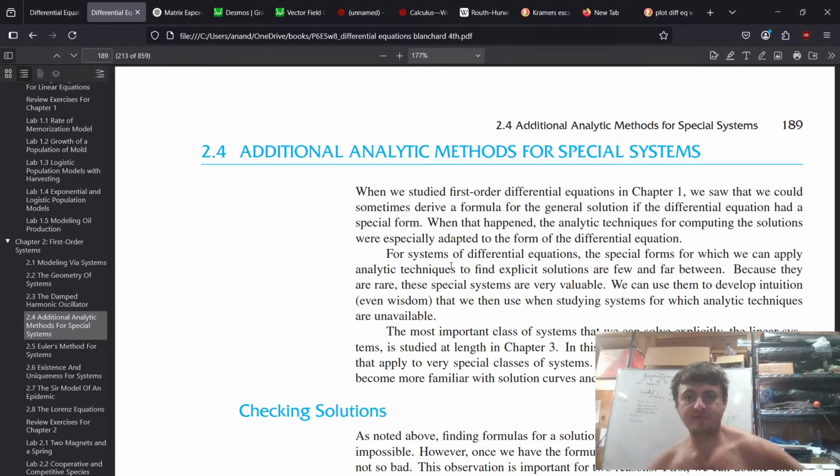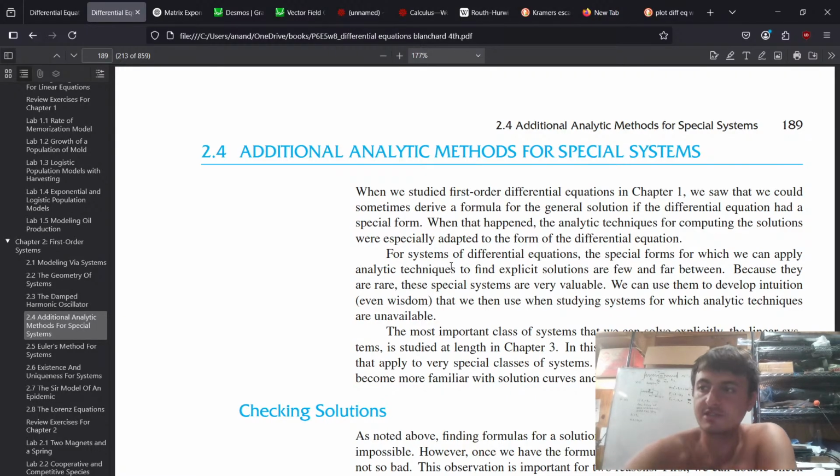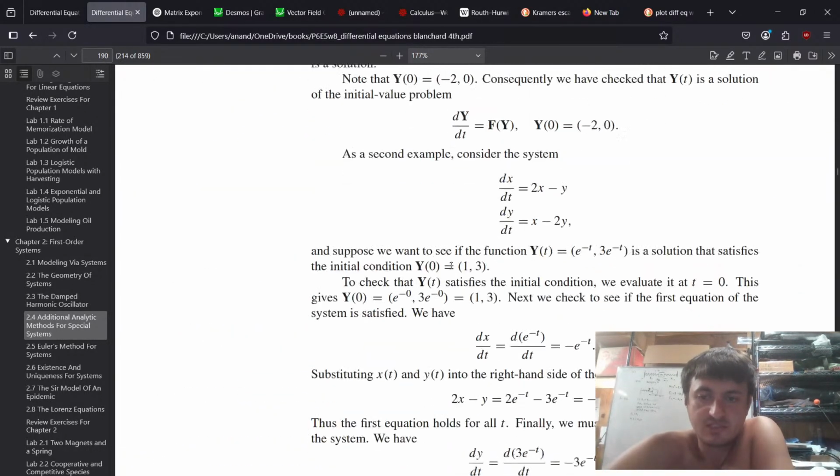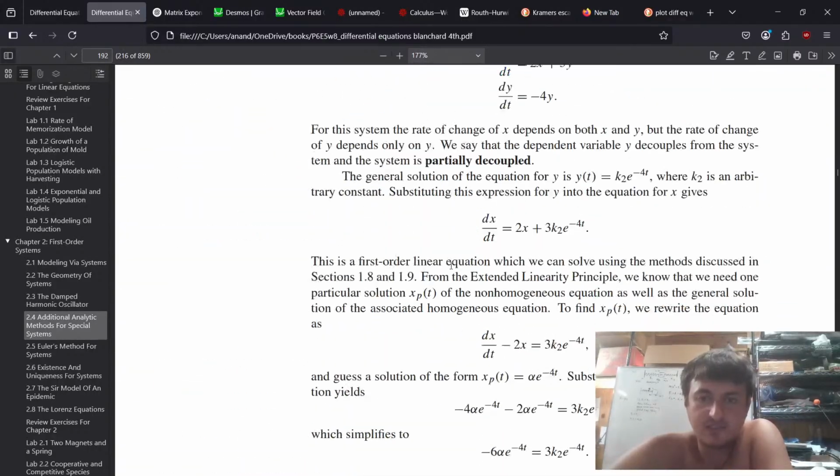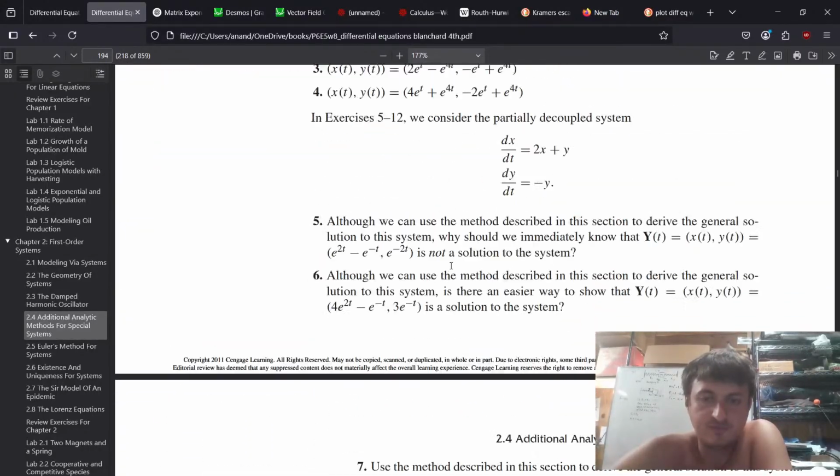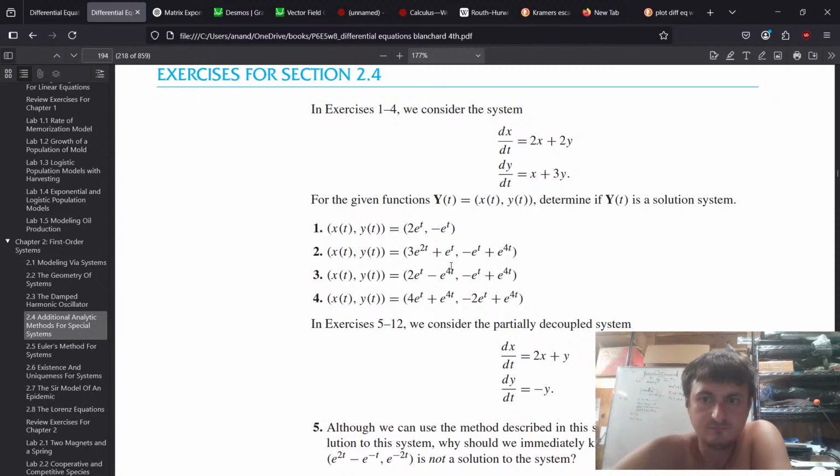When we studied first order, all right, I'm not too familiar with this section, so we're going to read through this kind of slowly. But let's just look at what some of the problems are. I like to look at some of the problems before we even read the section. For the given functions, determine if y of t is a solution of the system.